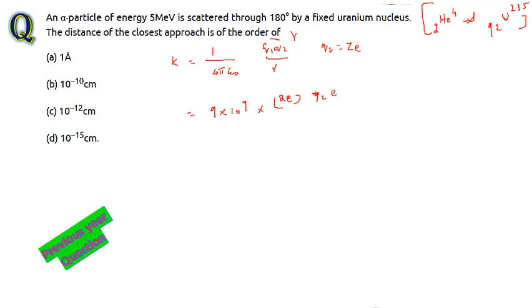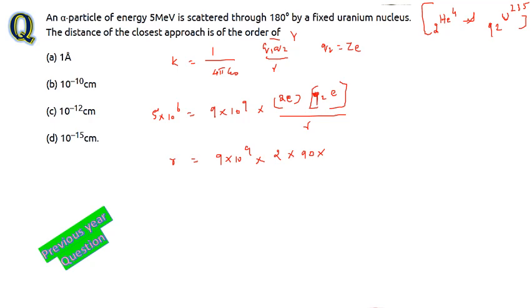Uranium atomic number here is 92, so 92 into e, divided by R, and the energy they have already given, that is 5 million electron volt, means 5 into 10 to the power 6, or you can mention mega also. From this, R is equal to 9 into 10 to the power 9, and 2 into 92, I mentioned here. 92 you just approximate for the calculation purpose. You are not going to use the calculator, so I make it an approximation.